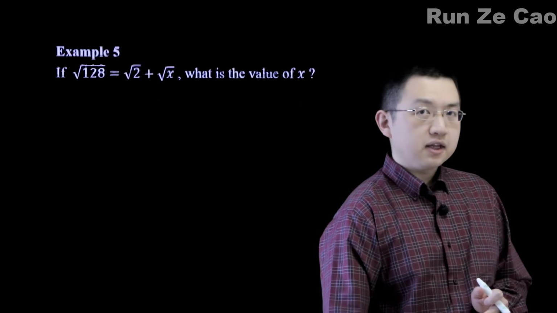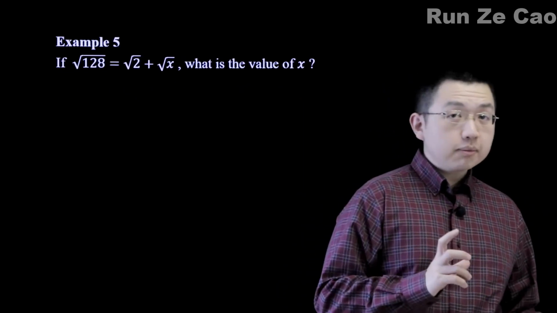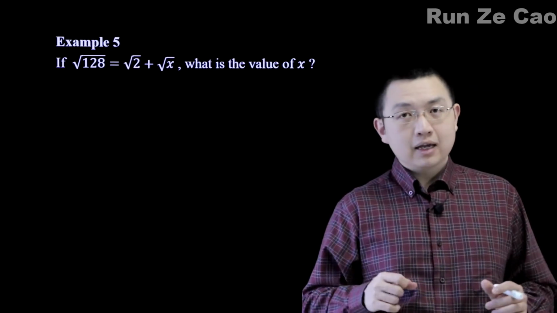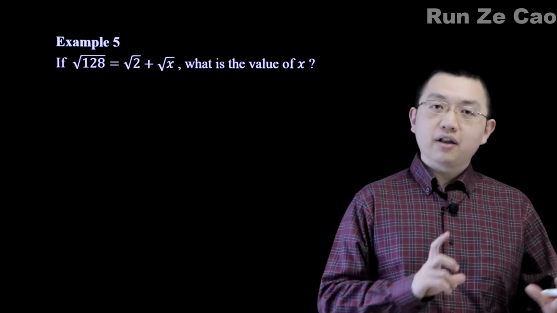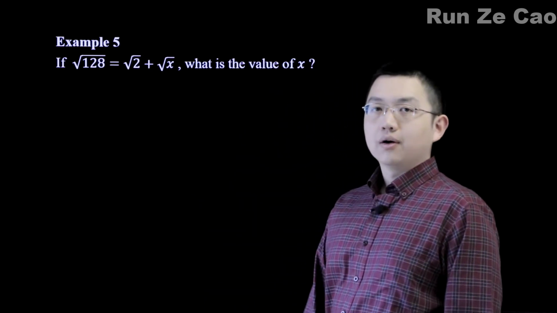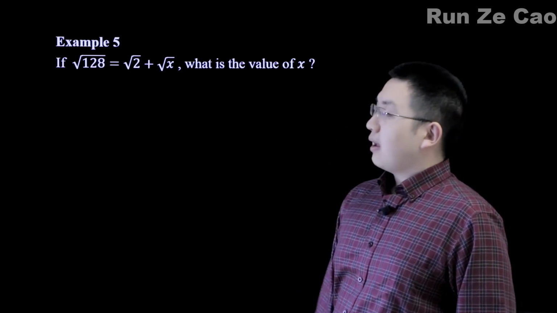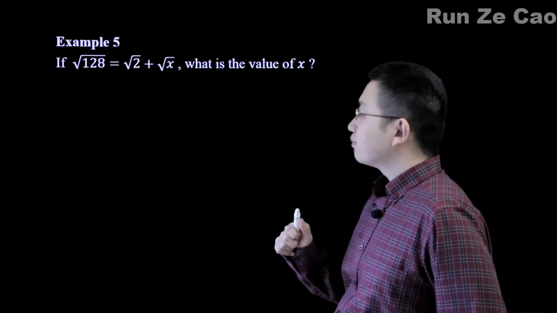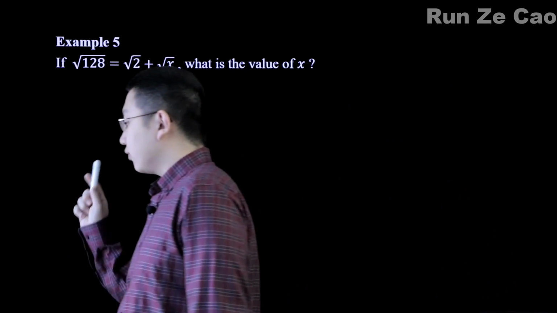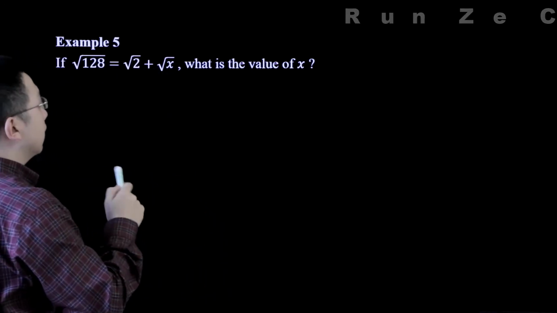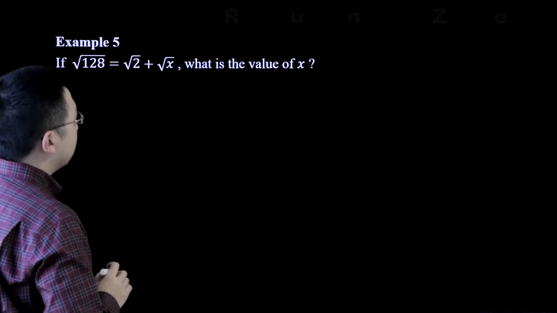Now, if it had been a plus b times a minus b, where a and b are terms, we could have done just a squared minus b squared. But since it wasn't, we had to do it the long way around. Here we have a more challenging problem than average. So here we have root 128 equals root 2 plus root x. What is the value of x?